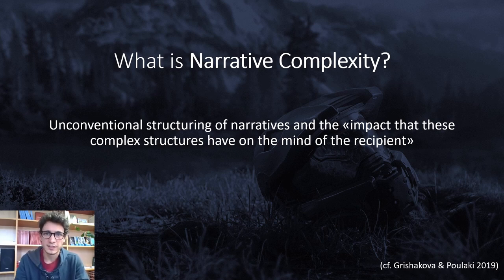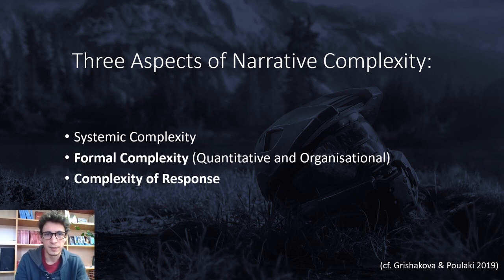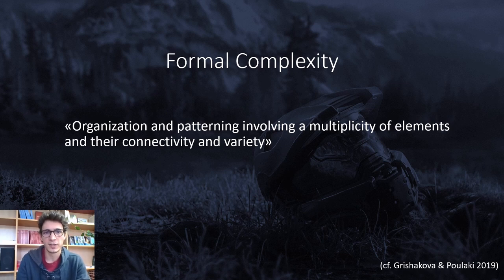And it can be regarded as having three aspects, namely the systemic, the formal, and the complexity of response. But as I mentioned, I'm particularly interested in two of them, namely the formal complexity and the complexity of response. So formal complexity regards the organization and patterning involving a multiplicity of elements and their connectivity and variety. And already from this definition, we can identify two different subtypes of formal complexity, a qualitative feature, the organization and patterning, and a quantitative one, the multiplicity of elements.